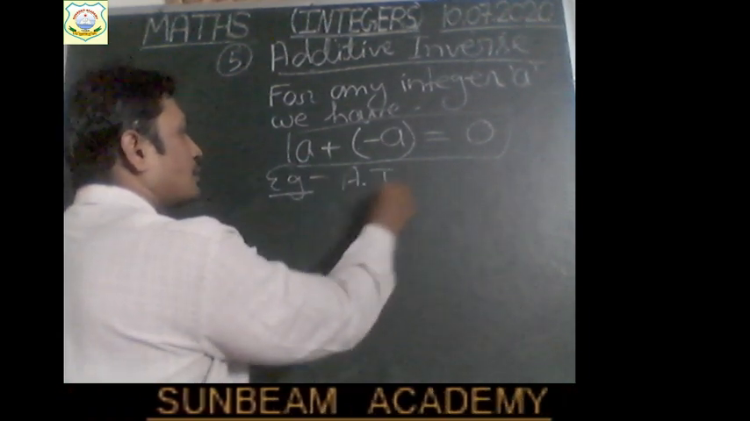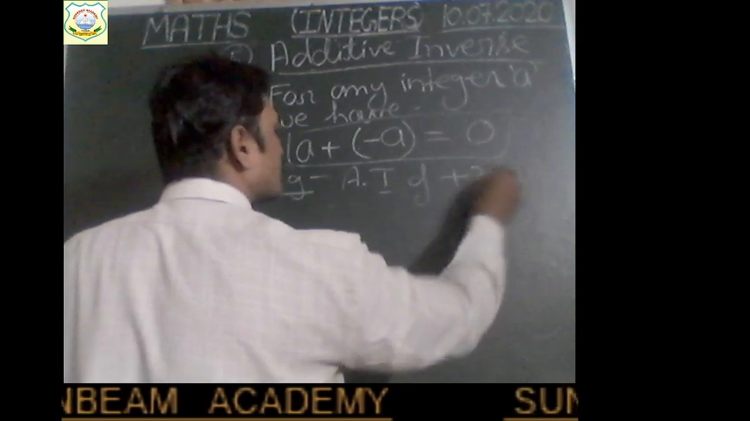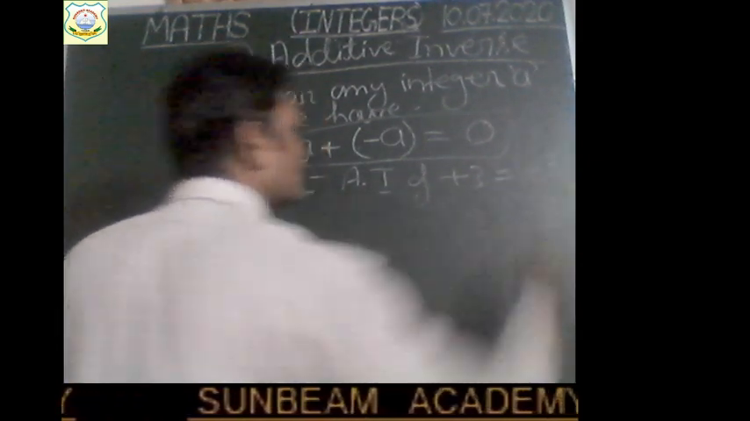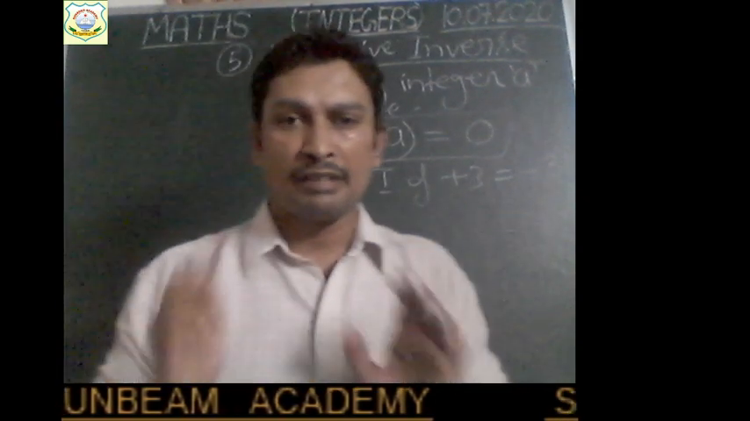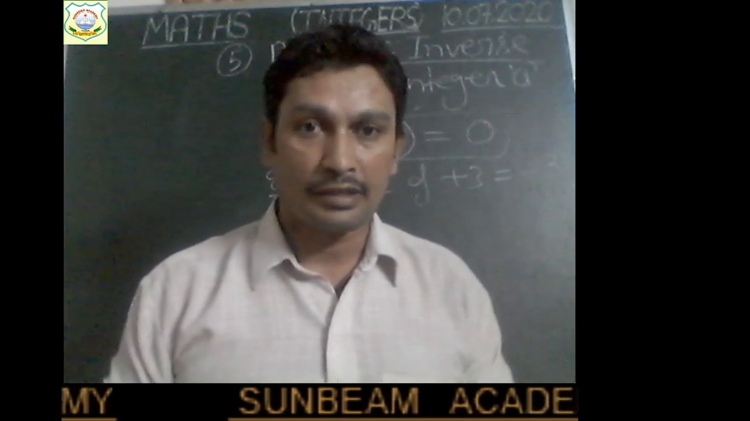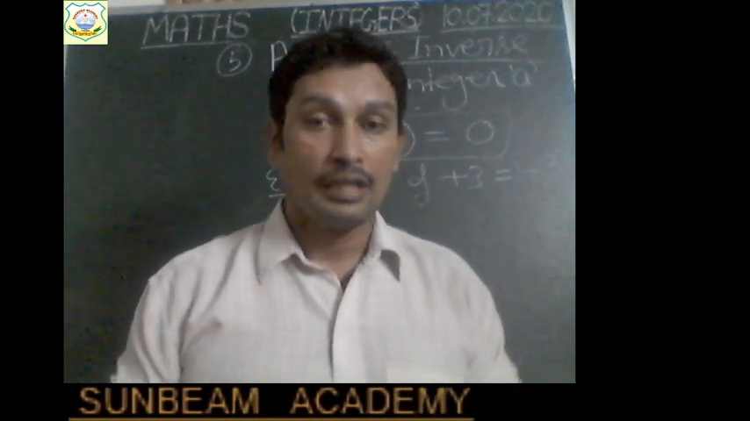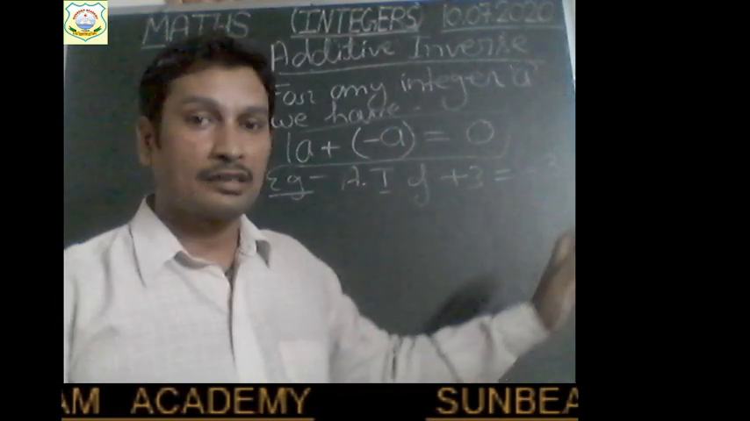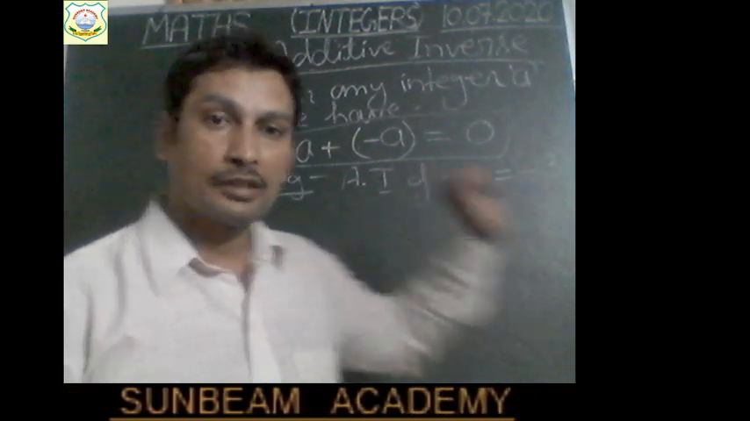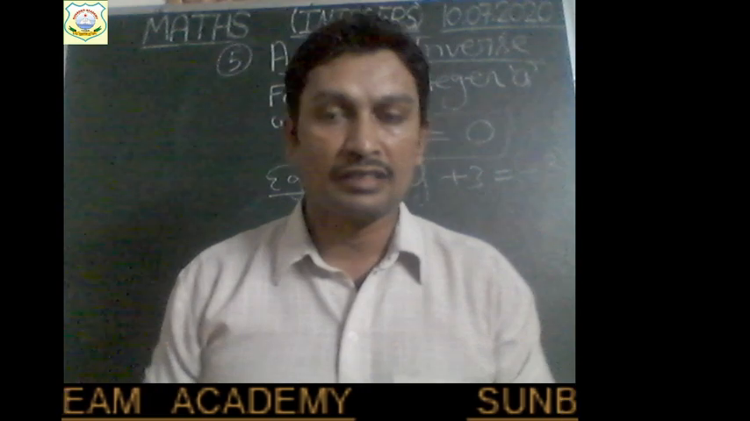Additive inverse of plus 3 will be equal to minus 3. Okay. To find additive inverse of an integer, we have to just change the sign of the integer. Right, children? Additive inverse of plus 3 is minus 3. So additive inverse of minus 3 will also be plus 3. Okay, both are additive inverse to each other.